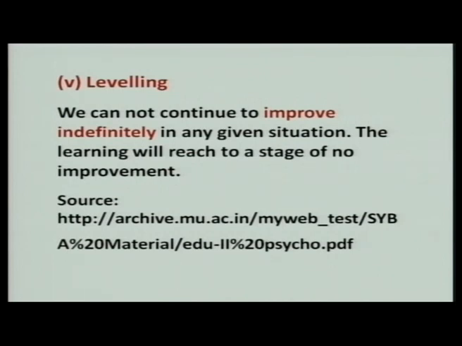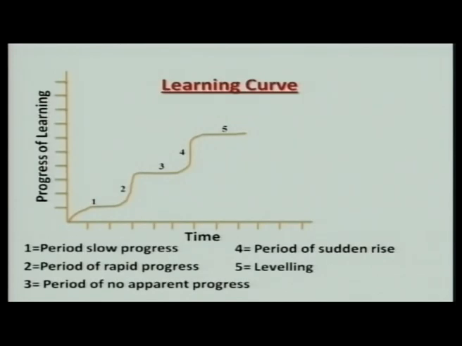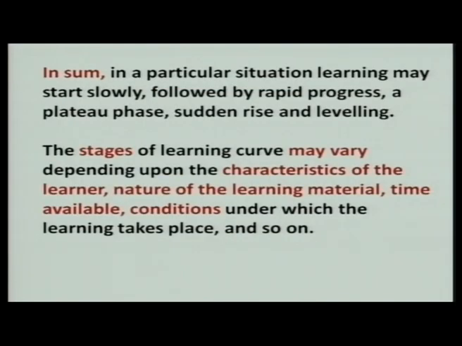There are 5 stages. Now I am showing you another curve. Now this is the curve I have discussed. First you see the curve. You see how the 1, 2, 3, 4, 5 stages are there: period of slow progress, period of rapid progress, period of no apparent progress, period of sudden rise and leveling. Now you have gone through it.